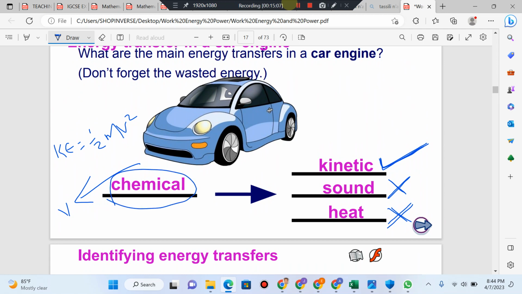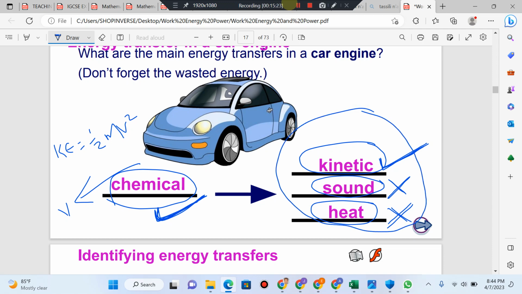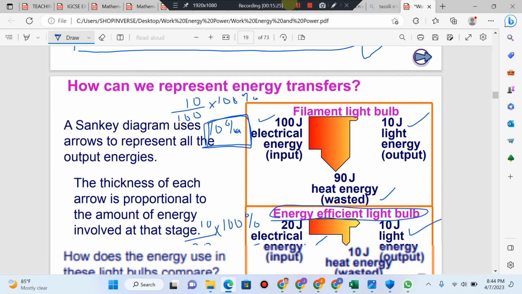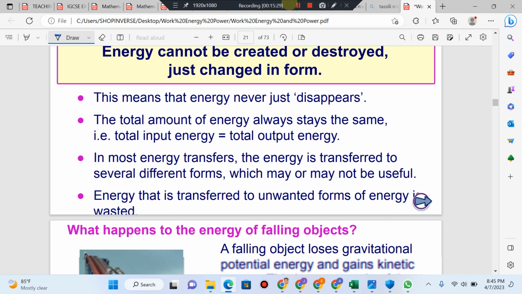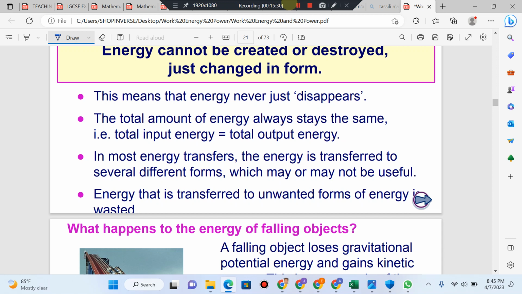Think about your car. It converts chemical energy to what form of energy? It converts it to kinetic energy. It also converts it to sound energy and also converts it to heat energy. So this chemical energy is not destroyed, but it has only been converted to three other forms of energy. That is what we mean by conservation of energy. It means the energy is not destroyed, but it is changed to another form.